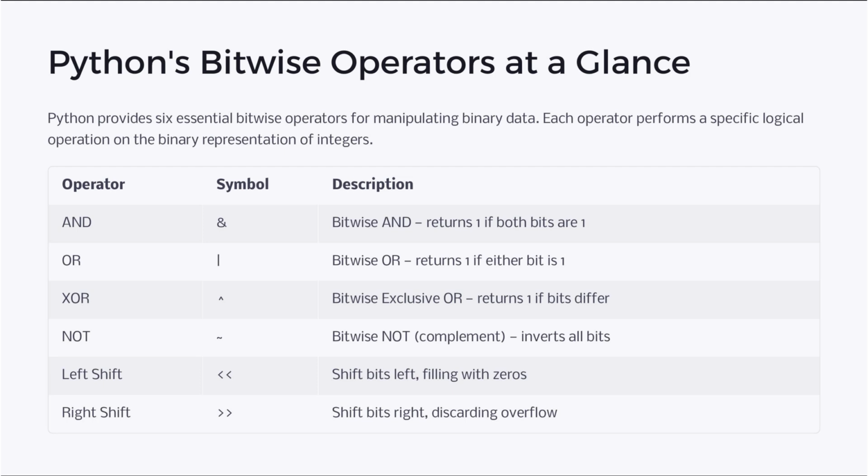Python's bitwise operators are crucial for binary data manipulation. The AND operator, &, returns 1 if both bits are 1, while OR, |, returns 1 if either bit is 1. XOR, ^, returns 1 if bits differ. NOT, ~, inverts all bits. Left, <<, and right, >>, shifts move bits, filling with zeros or discarding overflow.